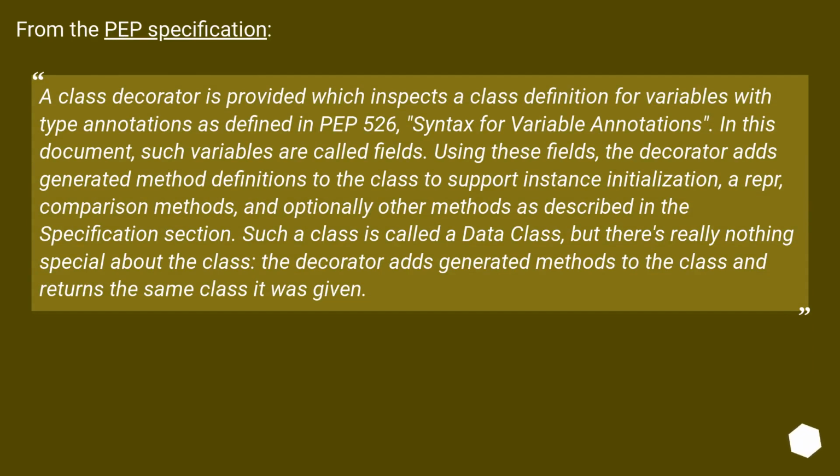From the PEP specification: A class decorator is provided which inspects a class definition for variables with type annotations as defined in PEP 526, syntax for variable annotations. In this document, such variables are called fields. Using these fields, the decorator adds generated method definitions to the class to support instance initialization, a repr, comparison methods, and optionally other methods as described in the specification section. Such a class is called a data class, but there's really nothing special about the class. The decorator adds generated methods to the class and returns the same class it was given.